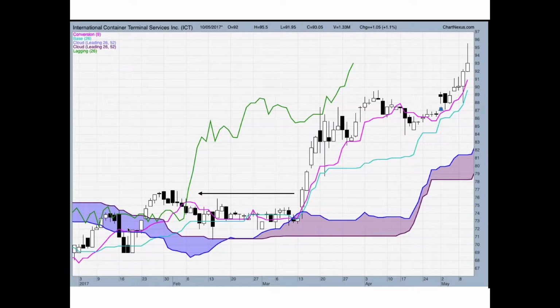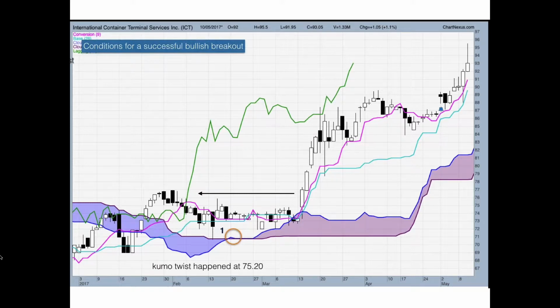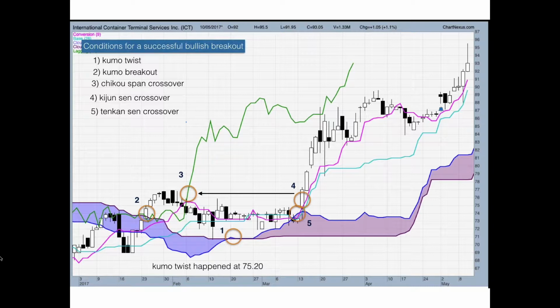So let's go to ICT. The uptrend for ICT is in progress. The Kumo twist happened at 75.20. The rest of the bullish signals. In number 2, we have the Kumo breakout. In 3, we have the Chikou span crossover. In 4, we have the Kijun Sen crossover. In 5, we have the Tenkan Sen crossover. Then we find this Chikou span in a range. Price broke out above that range.